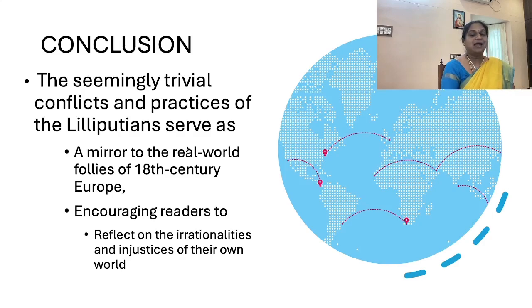So we find that the seemingly trivial conflicts and practices of the Lilliputians really help Jonathan Swift to mirror the real world follies, foibles and flaws of 18th century Europe. And thus, he encourages the readers to reflect on the irrationalities and injustices of his own world.